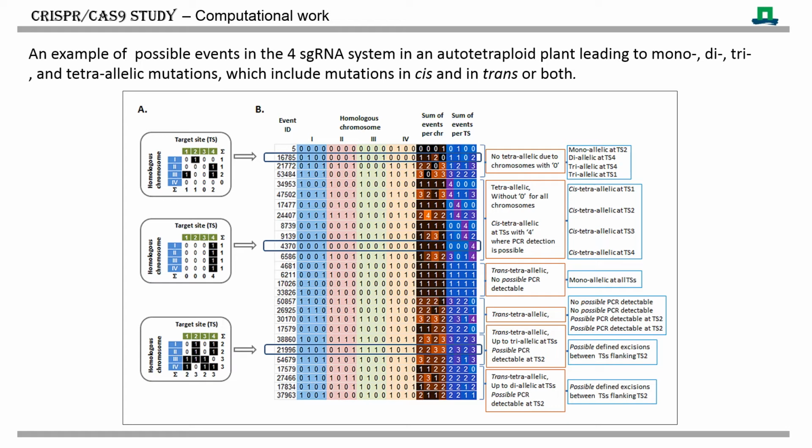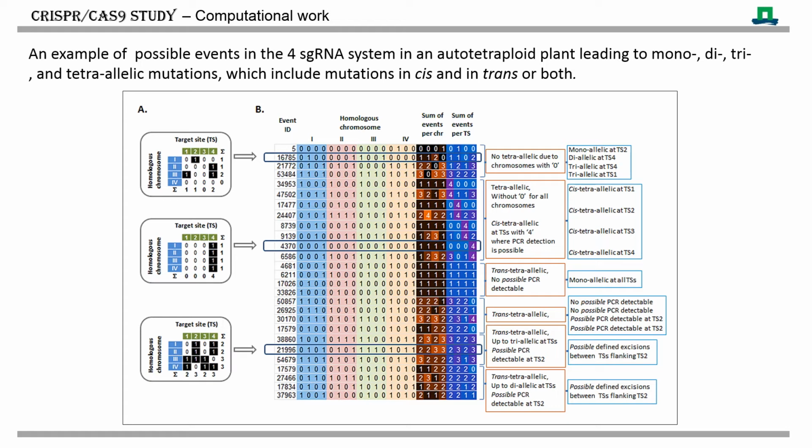It is expected that when the number of sgRNAs for targeting the same gene in polyploids is increased, the number of mutation events will also increase. Let's say 1 is a mutation event, 0 is no event. For the calculations, I assumed that all sgRNAs have the same activity and each mutation event occurs independently. Each event has two 4-digit sums, namely the sum of rows or the sum of columns. These are the sum of events per chromosome and the sum of events per target site, respectively. The combinations of event ID with one or more 0 in the sum of events per chromosome are not tetra-allelic.